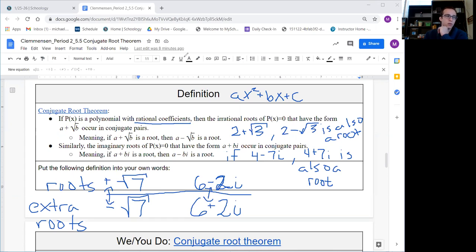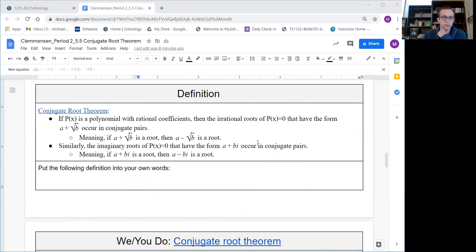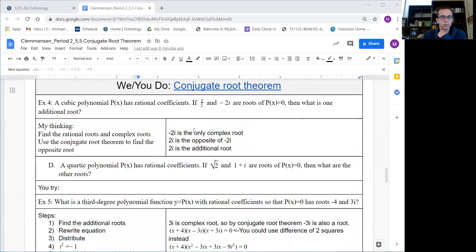All right, then we're going to move on. Try one more problem. Try one more chance for extra credit. So if I was looking at a problem like this, example 4, I have 5 over 2 and negative 2i. They're both roots of p of x. I want one additional root.